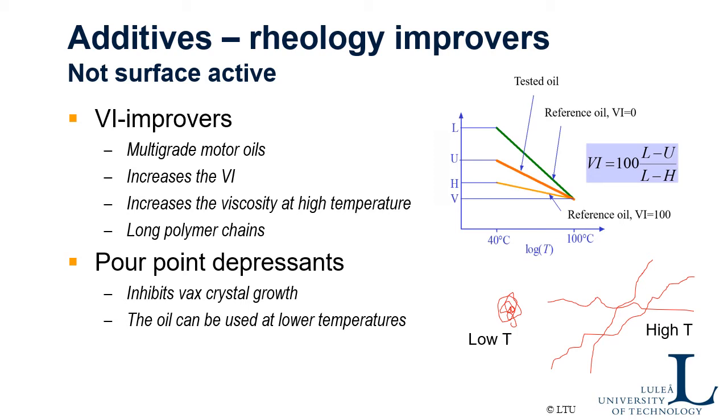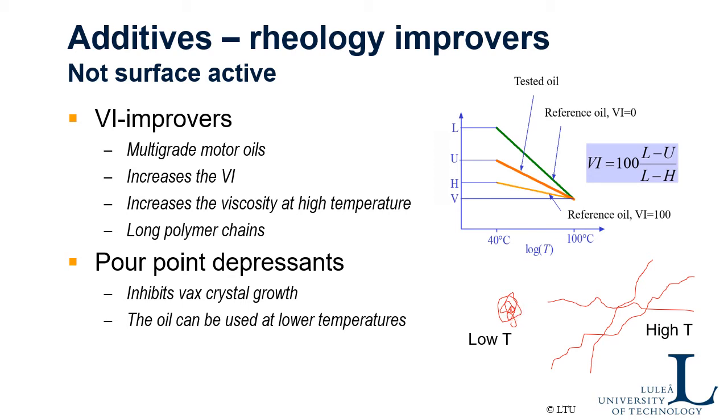The way it works is that they are long polymer chains that at low temperature just form a molecule ball, and they don't change the viscosity much. So at low temperature they don't change the viscosity, but at high temperature, when there is more energy available, they fold out like this, and then they change the viscosity by the interaction with the base oil and with themselves. So you increase the viscosity at high temperature while not changing it at low temperature.